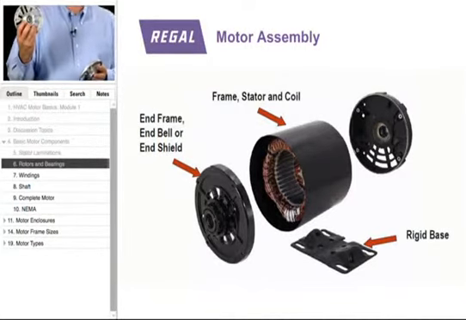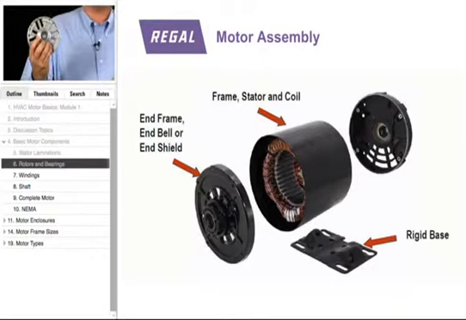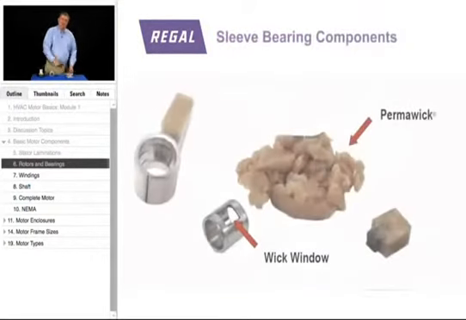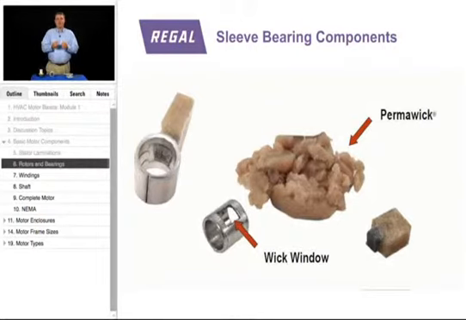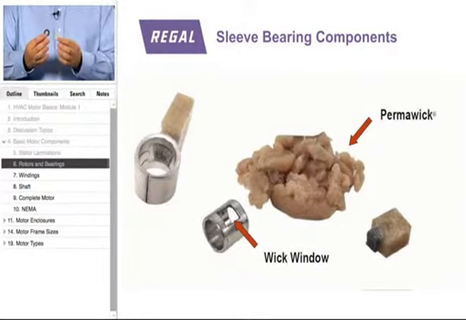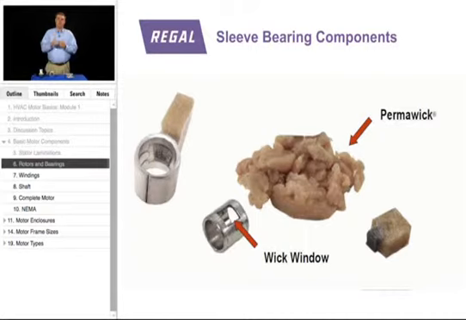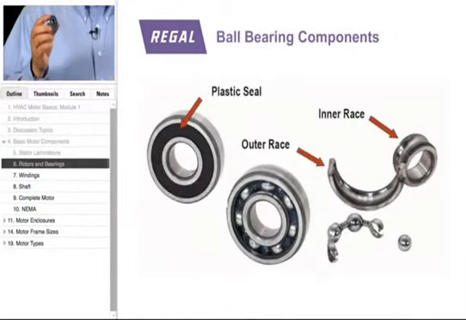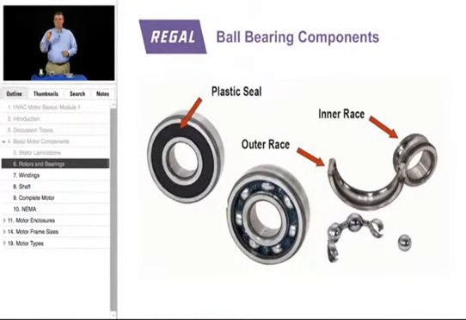And within these end brackets or end shields will be the bearing system. We use two types of bearing systems in HVACR motors. Sleeve bearing components have a wicking material that puts a thin sheet of oil on the shaft to allow the motor to turn. Or a ball bearing motor. We use these when there are more radial or axial loads against the shaft that help the motor turn without binding up.